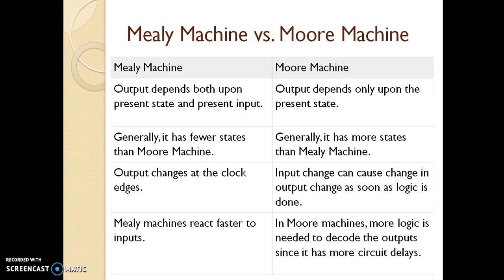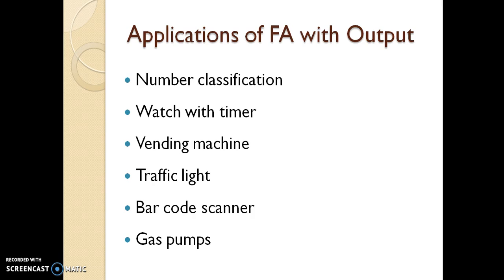Now, till now we have learned what is finite automata with output, what are the two types, Mealy machine and Moore machine, and the difference between both. Now, what are the applications where finite automata with output is used? The applications are number classification, watch with timer, vending machine, traffic light, barcode scanner and gas pumps, and many more applications where finite automata with output can be used.